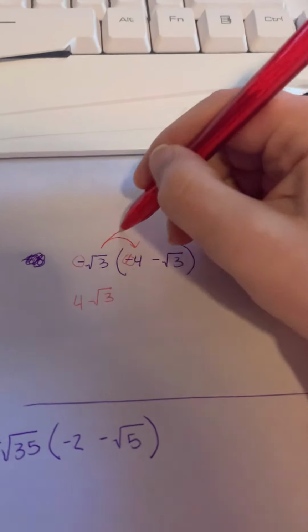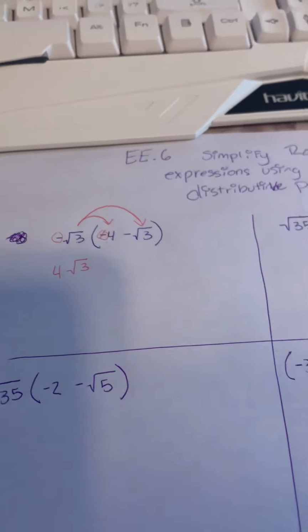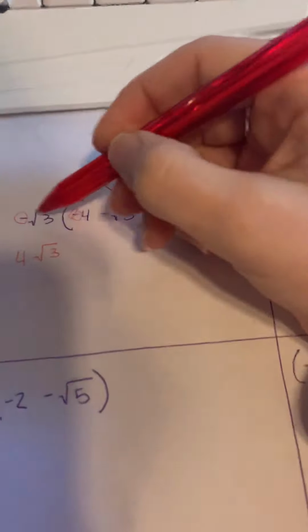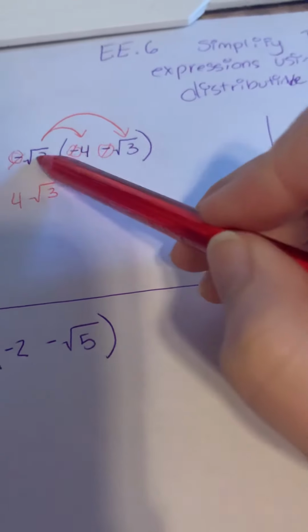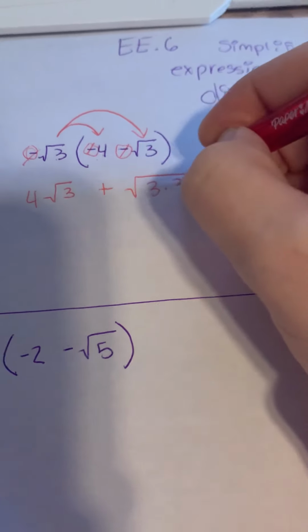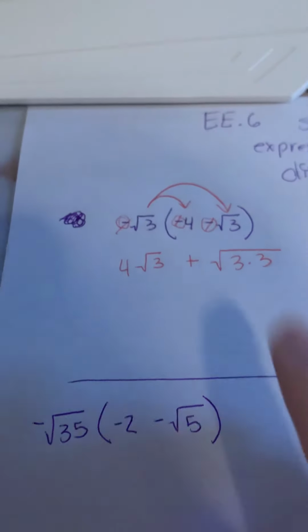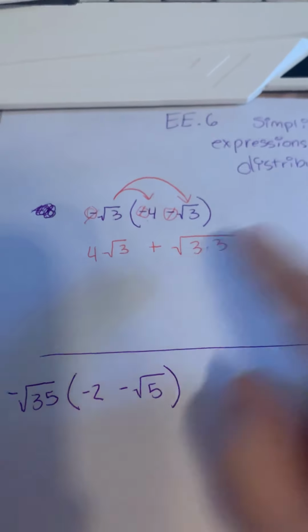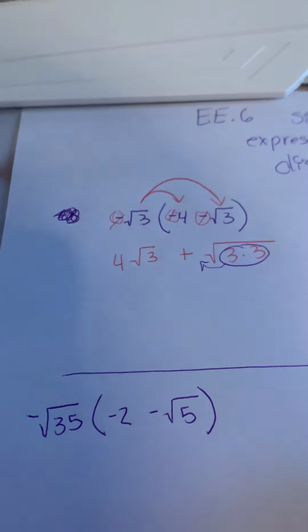When I do the second one, I've got negative square root 3 times negative square root 3. So again, 2 negatives make a positive, so we'll have a plus sign in the middle. Now these numbers, they are both inside. I'm going to write them like this. They are both in the square root, so we can write them in the same one. Since I have 2 of the same number, that's a pair. Remember, pairs get to go to the outside.